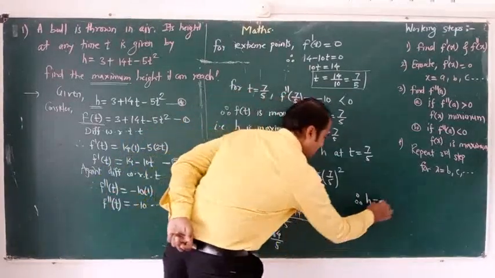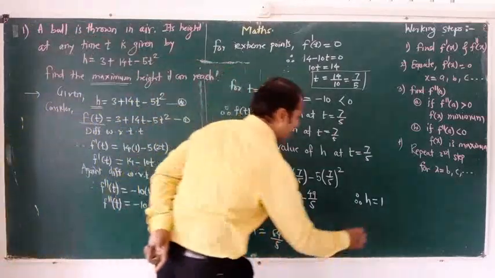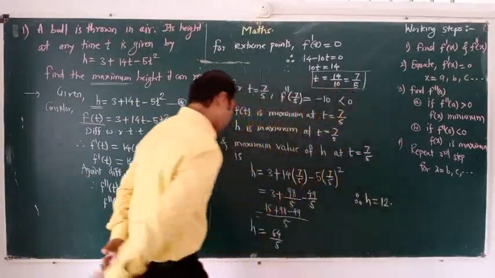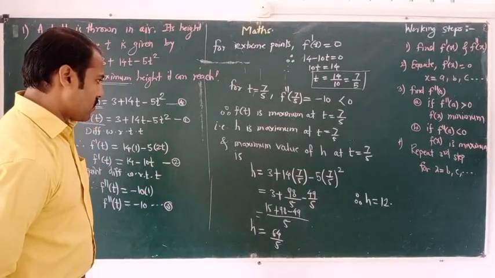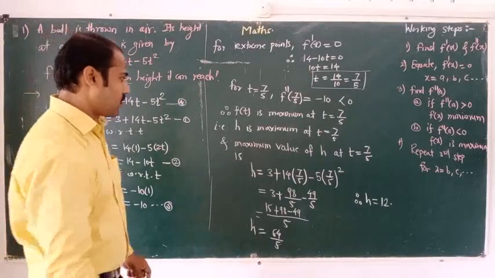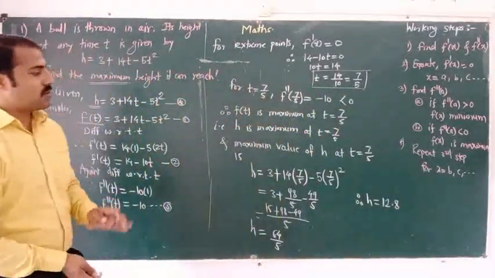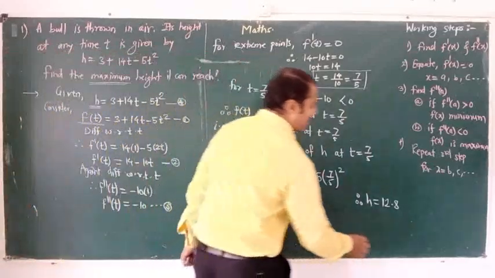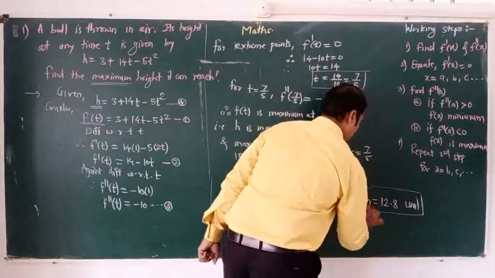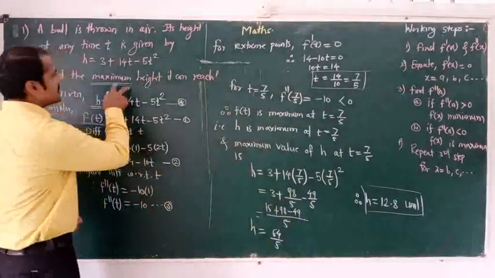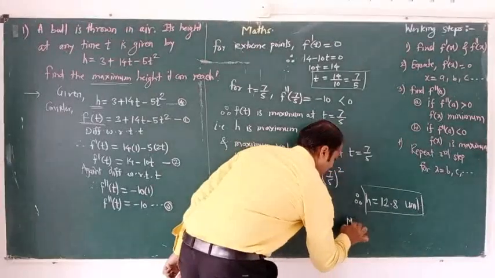Therefore, I can write h is equal to 64 divided by 5. 5 ones are 5, remaining 1; 5 twos are 10, remaining 4; and 5 twos are 10, 12.8, 5 eights are 40. So h is equal to 12.8 unit. So here is the answer. The maximum height it can reach is 12.8.